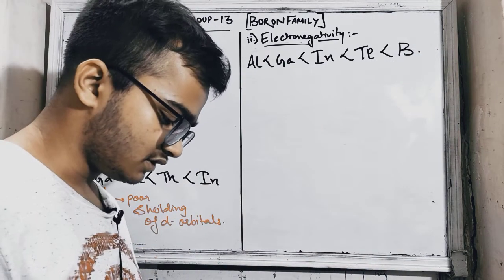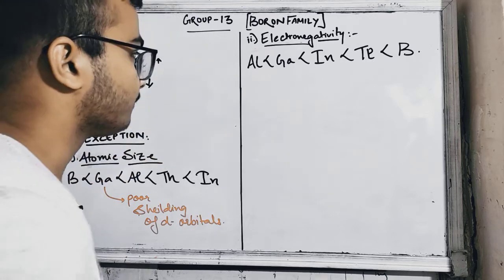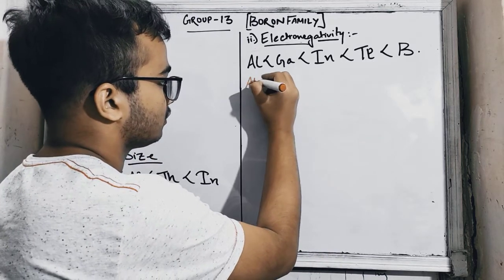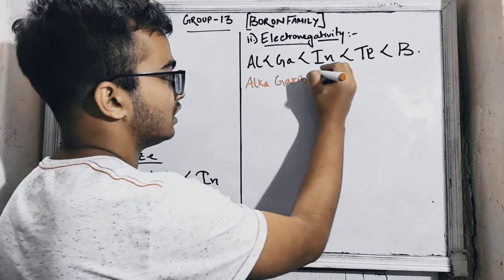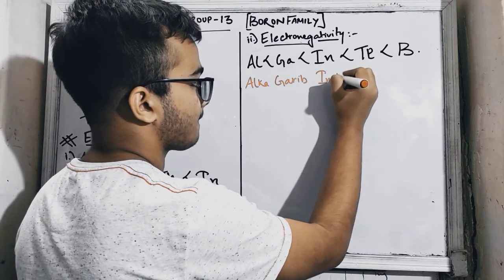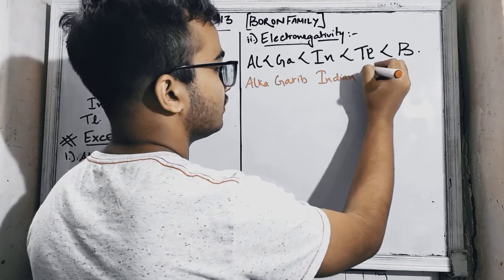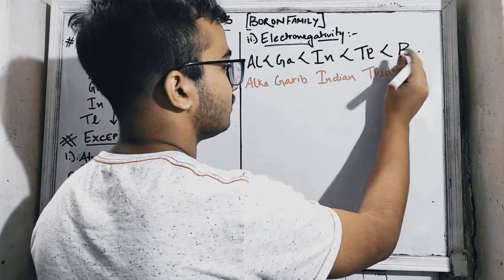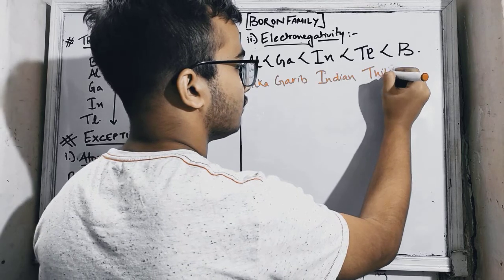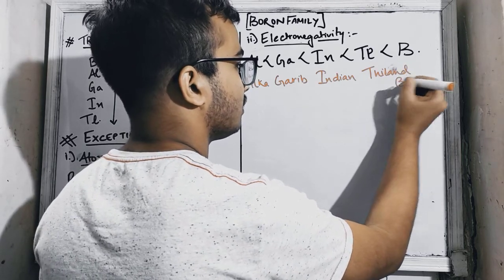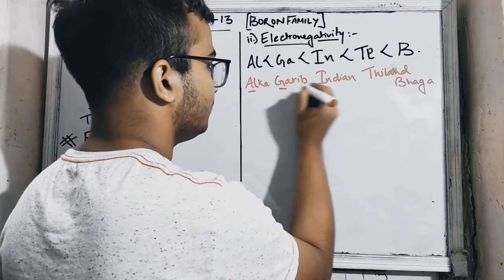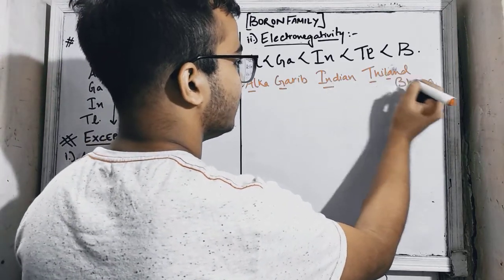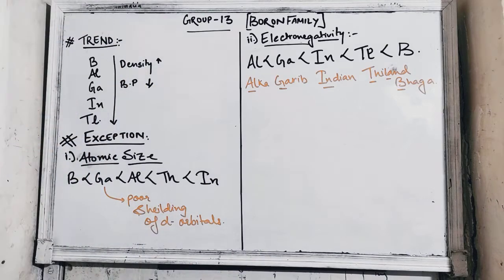Now how to remember this? You can remember this by the order like this: Alka, Garib, Indian, Thailand, Bhaga. Alka, Garib, Indian, Thailand, Bhaga. So this was about the electronegativity.